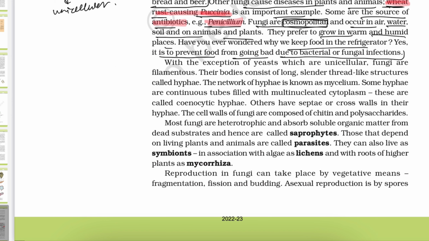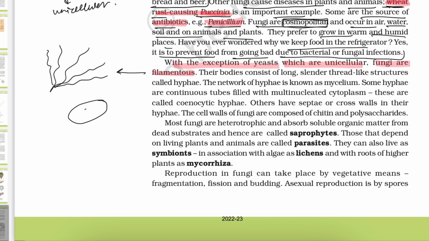Now, see here, with the exception of yeast, which is unicellular, the fungi are filamentous and multicellular. Filamentous means they have filament-like structure. All fungi are filamentous except yeast, that is unicellular. Their bodies consist of long, slender thread-like structures that are called hypha.